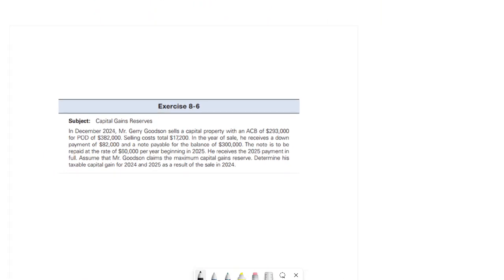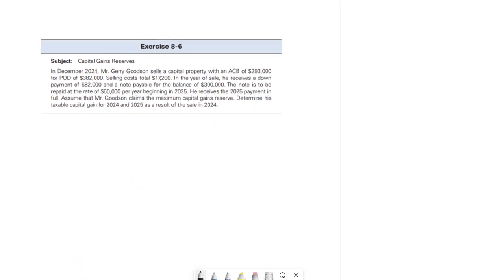Going to the next question, we have a capital gain reserve. When does this capital gain reserve happen? This happens when you sell a property and you're not getting all the money from the customer. So when that happens, you have to calculate the reserves. We have to do it for 24 and 25. So let's look at it and see what happens.